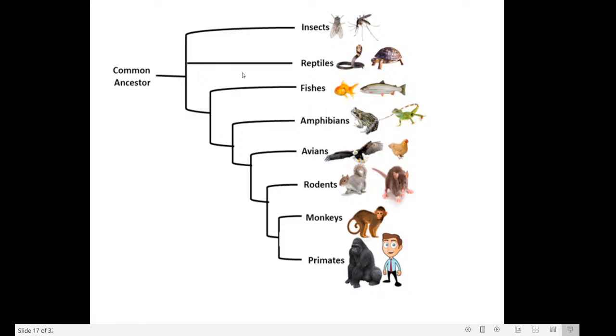In that subgroup, amphibians, avians, and this is another subgroup. This subgroup has rodents, monkeys and primates. In the primates, we have the mammalians. So monkey and mammalian are similar. We are under rodents and mice. It comes from the same ancestor. So that is why we do animal studies with mice. Okay, these are only examples.